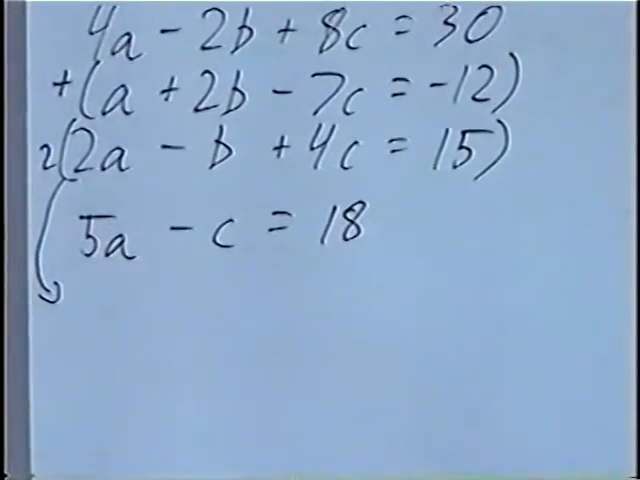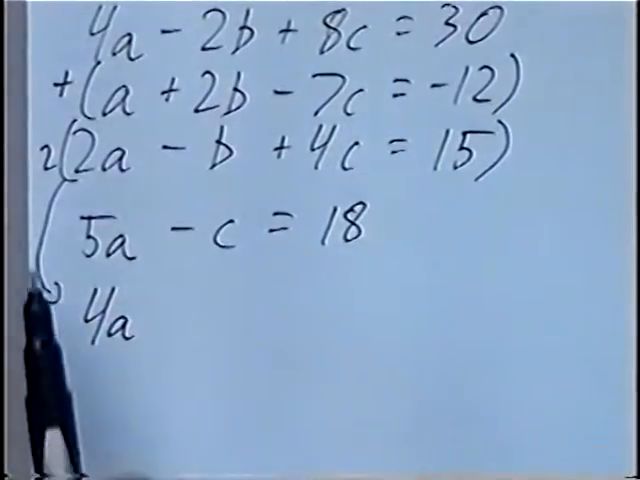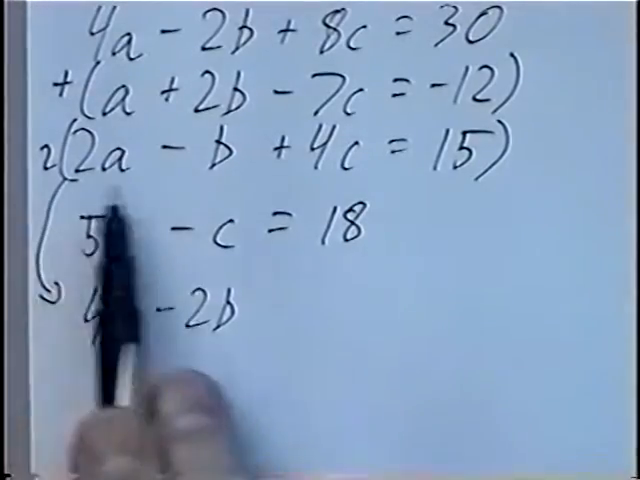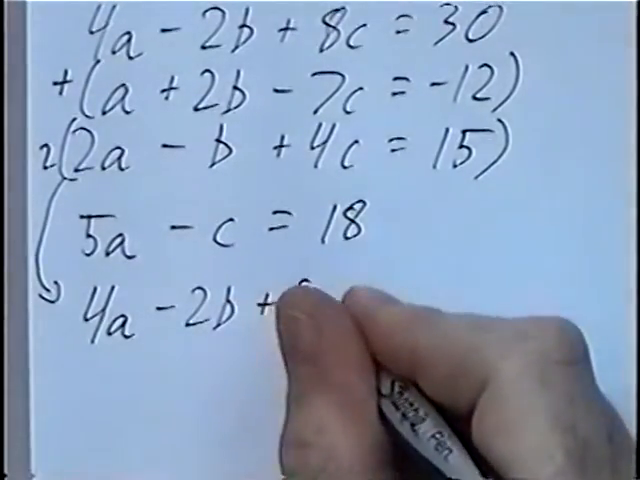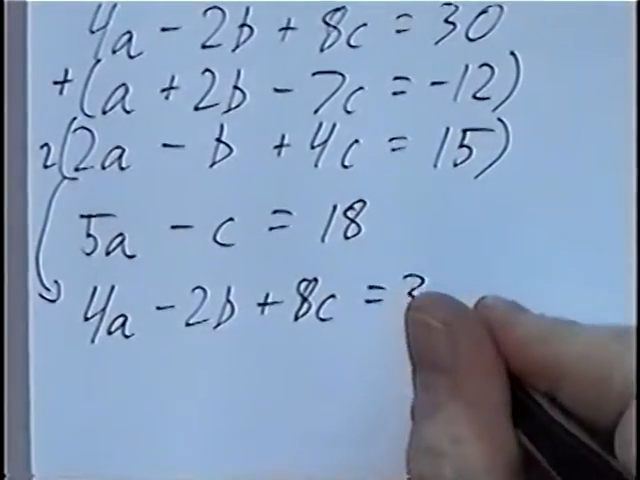So continuing on, 2a times 2 would be 4a. 2 times a negative b would be negative 2b. And 2 times 4c would be 8c. 2 times 15 would be 30.